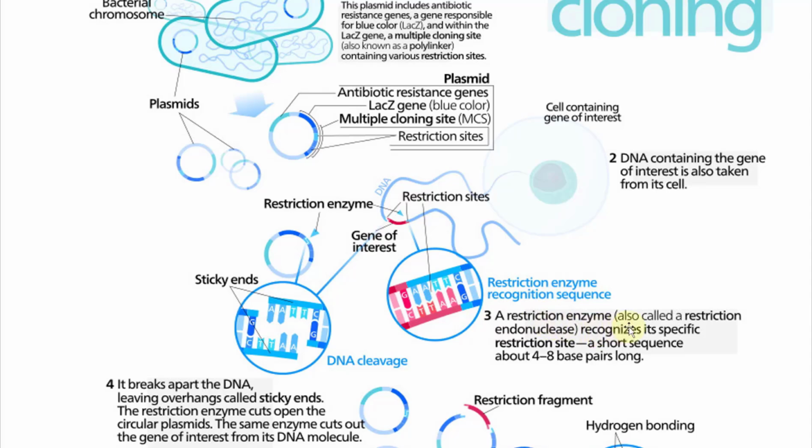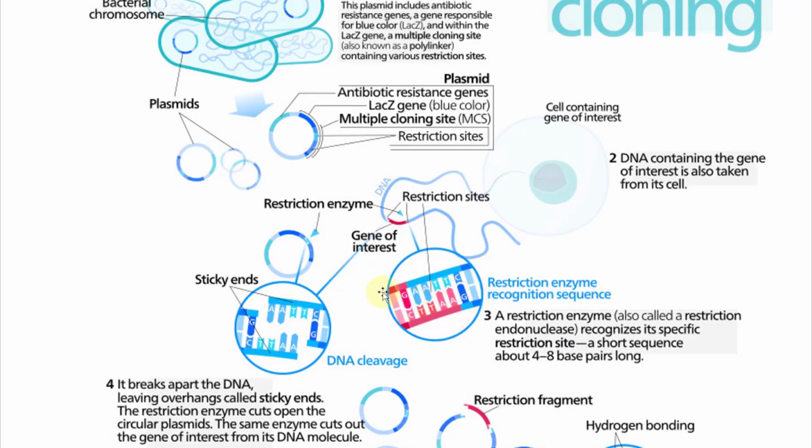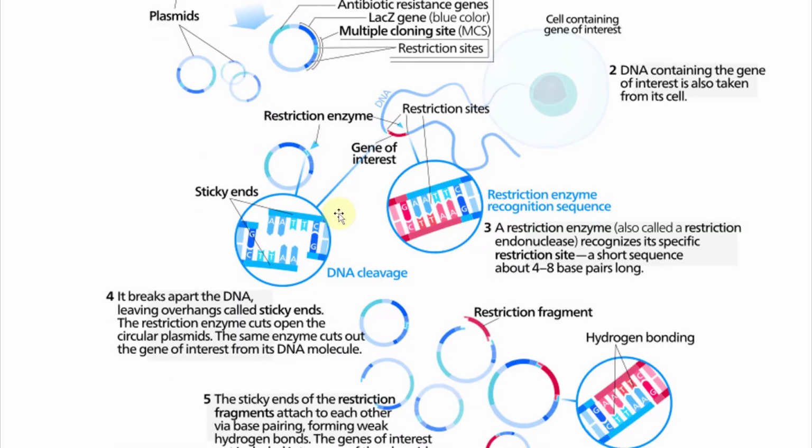So a restriction enzyme, also called a restriction endonuclease, a nuclease, recognizes its specific restriction site, a short sequence of about 4 to 8 base pairs long. Yeah, so a specific one that you want. So this GC, AT, AT, TA, TA, CG. So you're going to cut that up, DNA cleavage, and then you're going to have sticky ends that want to connect with hydrogen bonds. And then the restriction enzyme also cuts at this specific location, from this and this, and then you're going to swap them over.